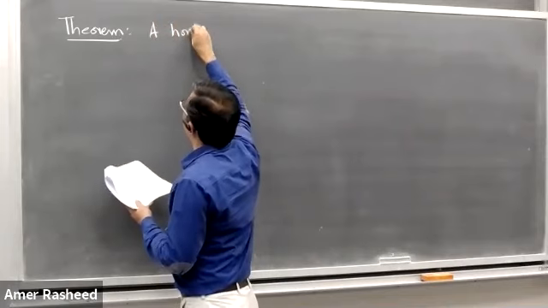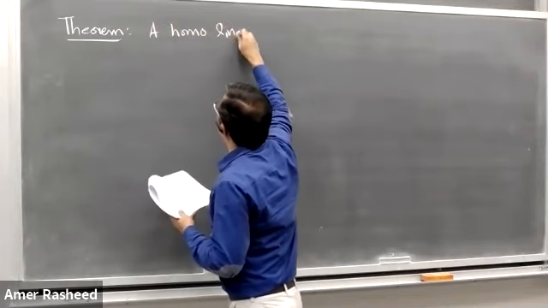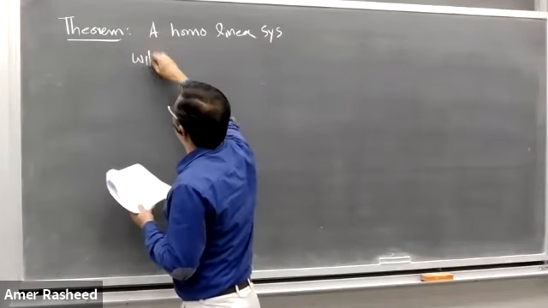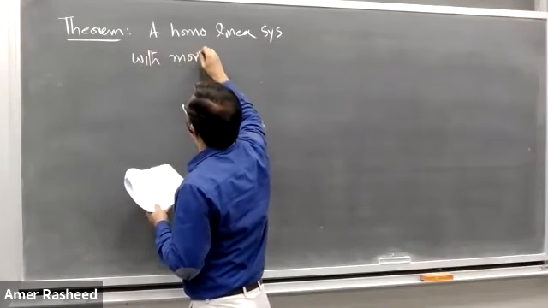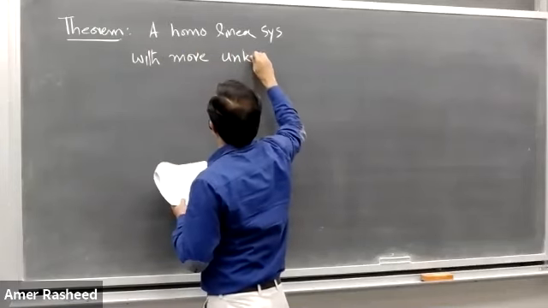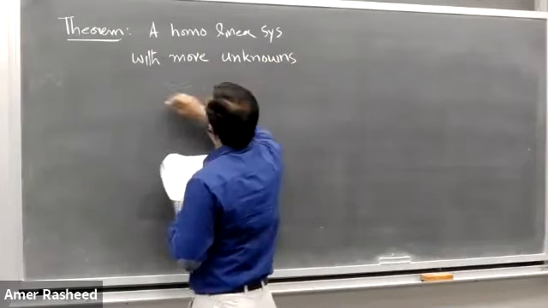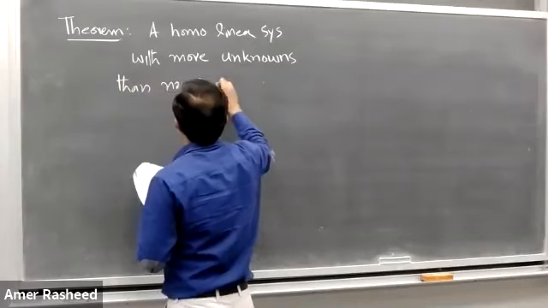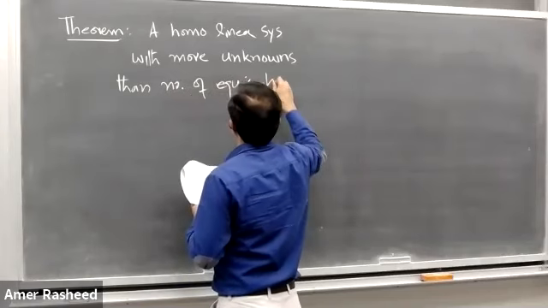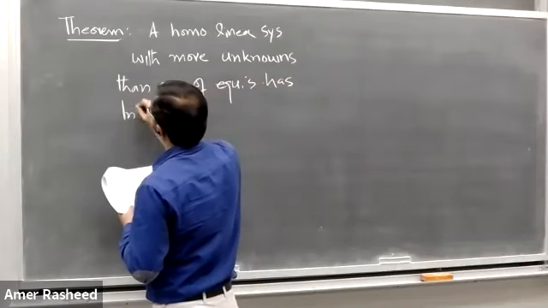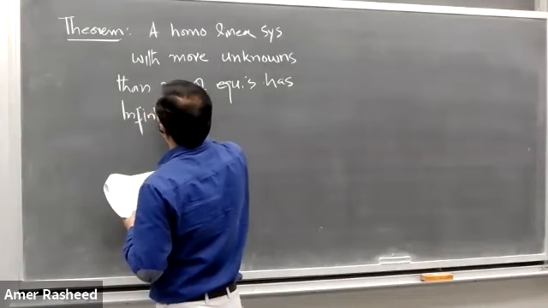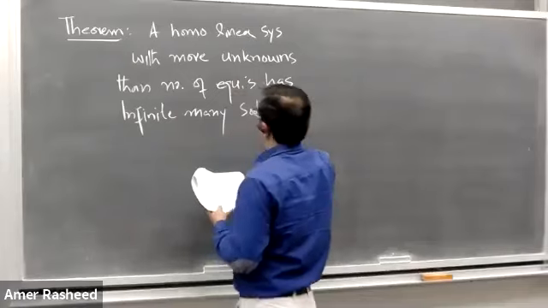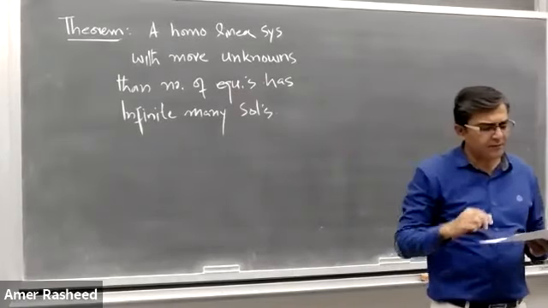A homogeneous linear system with more unknowns than number of equations has infinitely many solutions. It's a theorem. You don't need to prove it. You just know it.